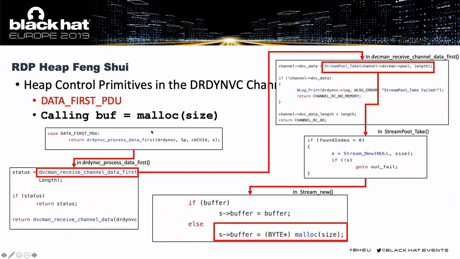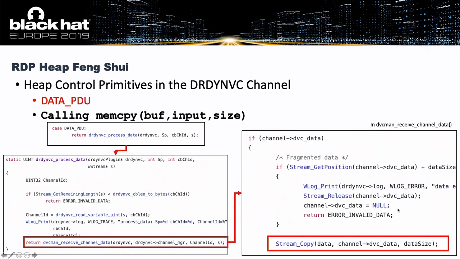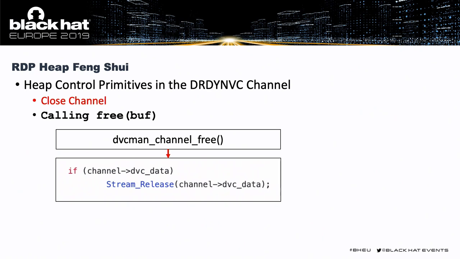Data first PDU calls malloc. If you follow the functions called through data first PDU, as expected, you can see that it mallocs the size which you send. Data PDU calls memcpy. Stream copy is memcpy. By sending the data PDU, we can call memcpy. When the close channel function is called, it calls free. So we have arbitrary control over malloc, memcpy, and free.